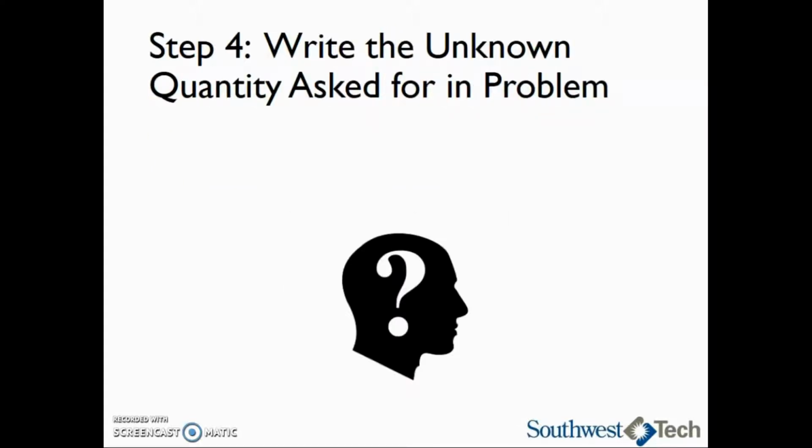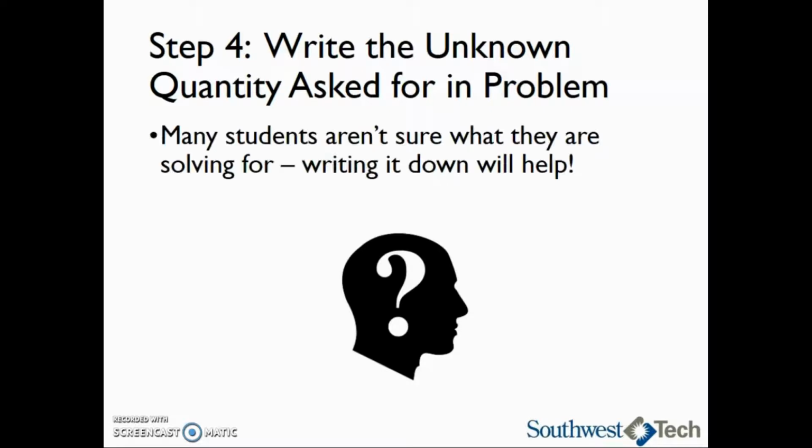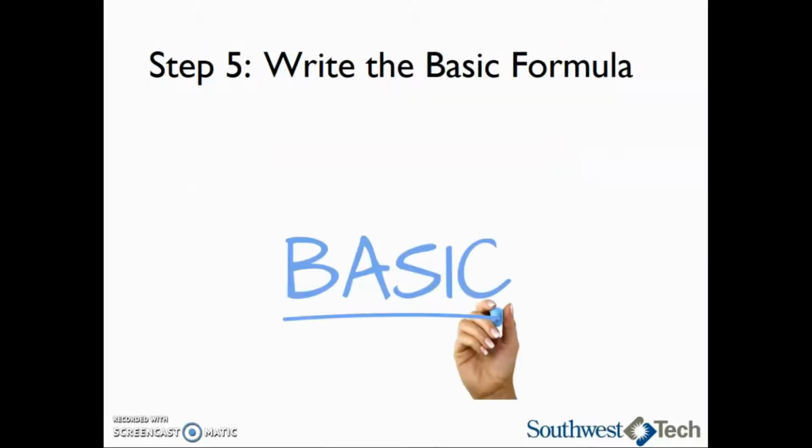Step 4 is write the unknown quantity asked for in the problem. A lot of times I get the question, what am I trying to find? Writing down the unknown quantity will help you focus on what you are trying to find so you can later figure out what equation you need to use to find it.